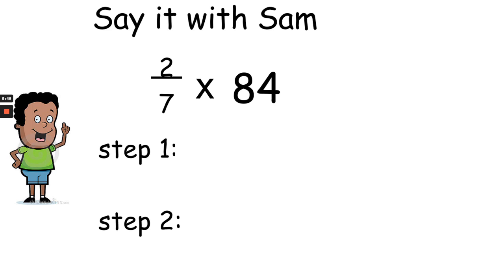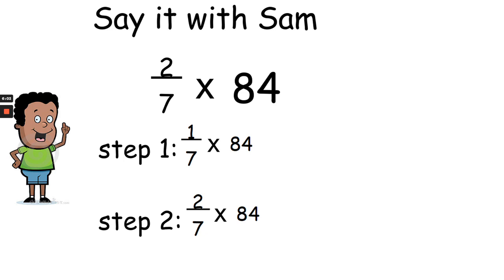All right, let's see how we got on. Step 1, we should be finding 1/7 of 84. Step 2, then we'll find 2/7 of 84. And it should look a little bit like this.